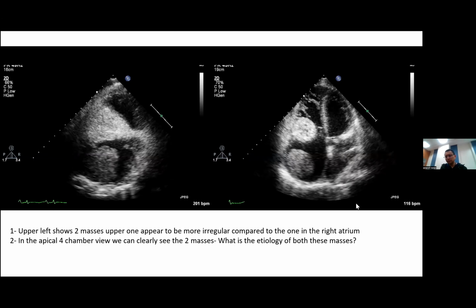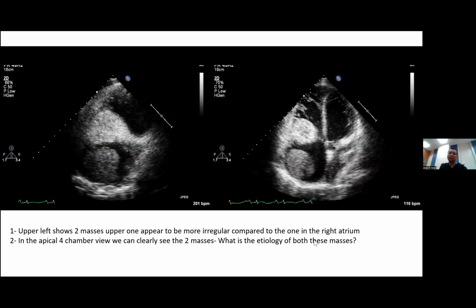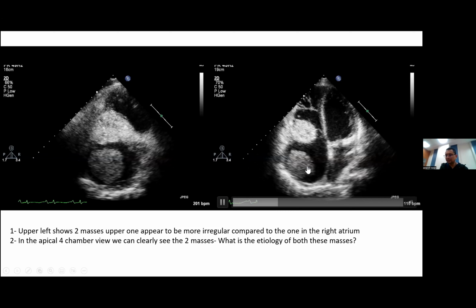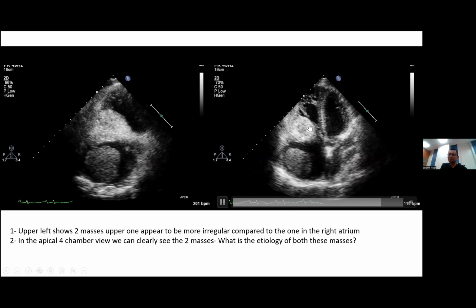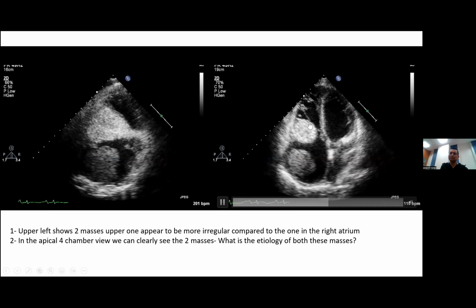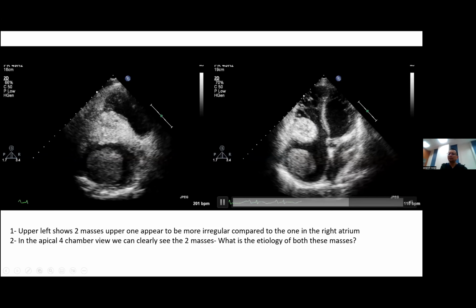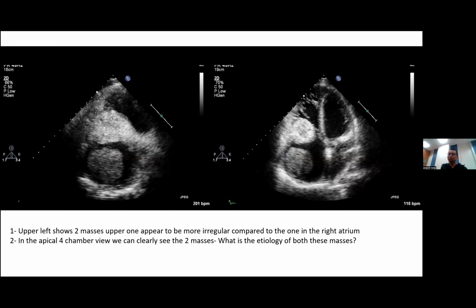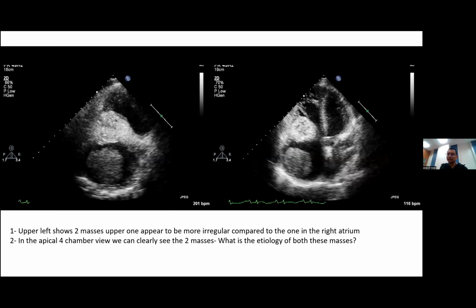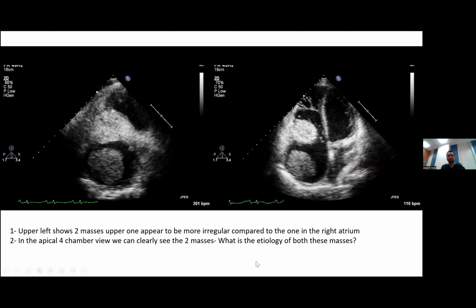Okay, so we have a relatively young patient now with a mass in the right atrium and the right ventricle. So what is your differential diagnosis in this kind of situation? In this kind of situation, when you see a huge mass in the right side of the heart, the most important thing is to always try to rule out that this is an angiosarcoma.